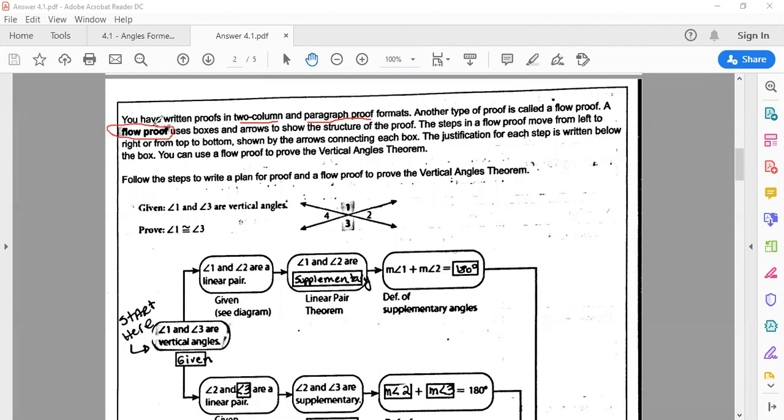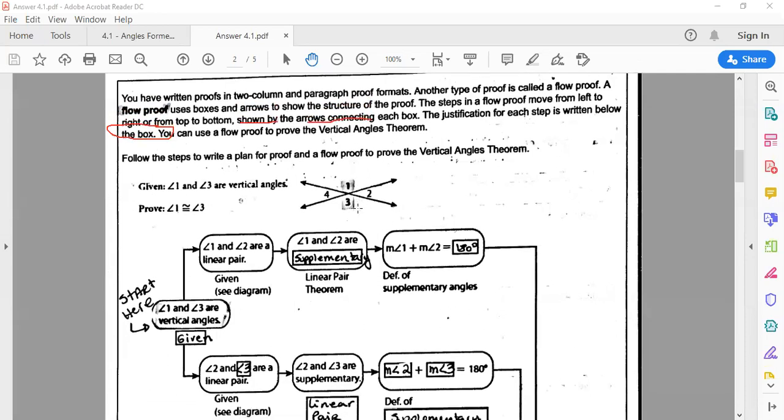Okay, a flow proof starts either from the top or from the left, and it moves right or down. And it has arrows connecting each box. Okay, and the justification for each step is written below the box. Okay, so below the statement. So let's take a look at this example right here.